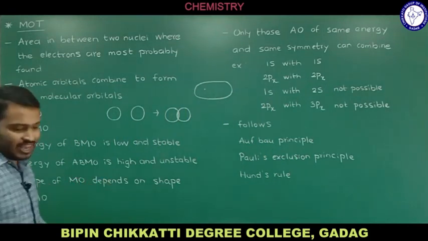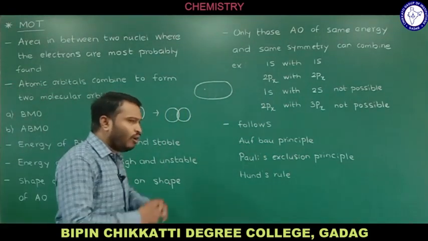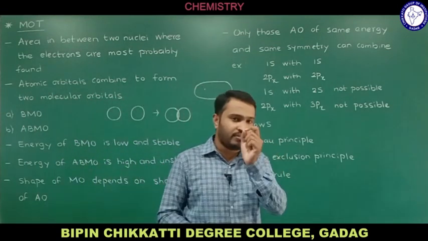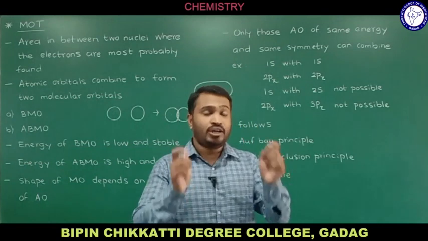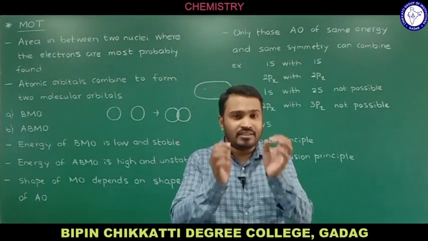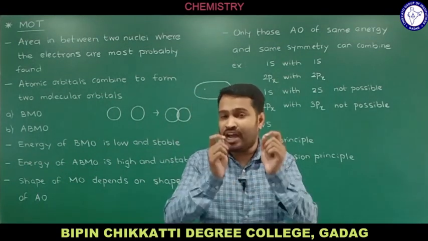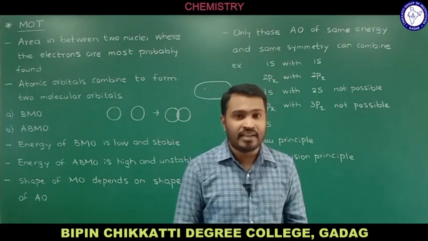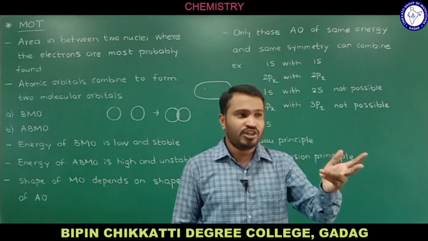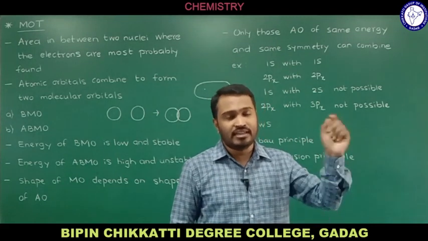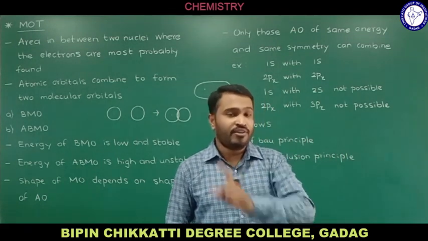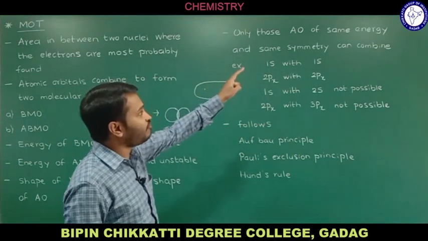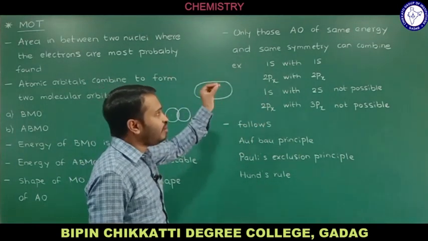Now remember, all kinds of atomic orbitals won't combine as they are. We have a particular condition for that. The atomic orbitals should have the same energy, almost identical energy, and they should have almost identical symmetry. If there is the same energy as well as the same symmetry, then such atomic orbitals will combine and we are going to get molecular orbitals. Only those atomic orbitals of the same energy and same symmetry can combine.